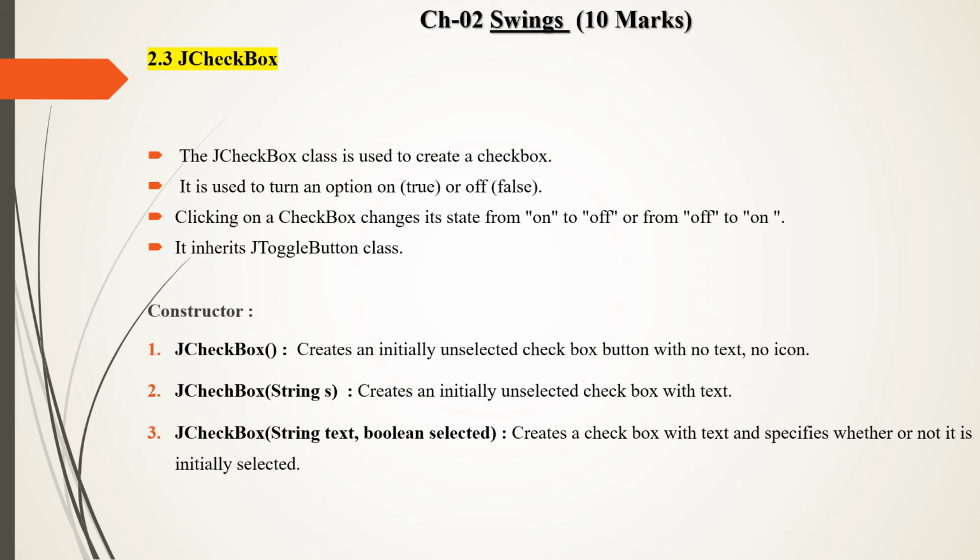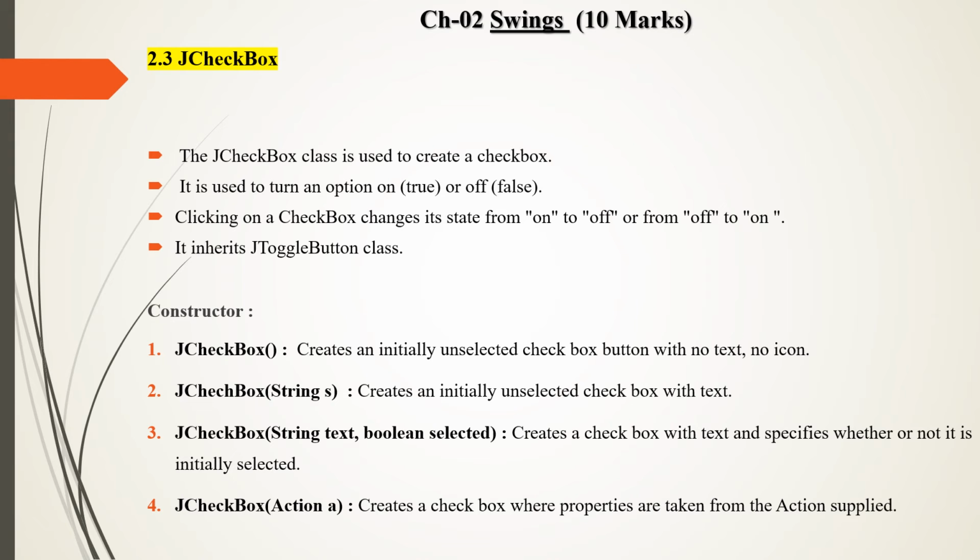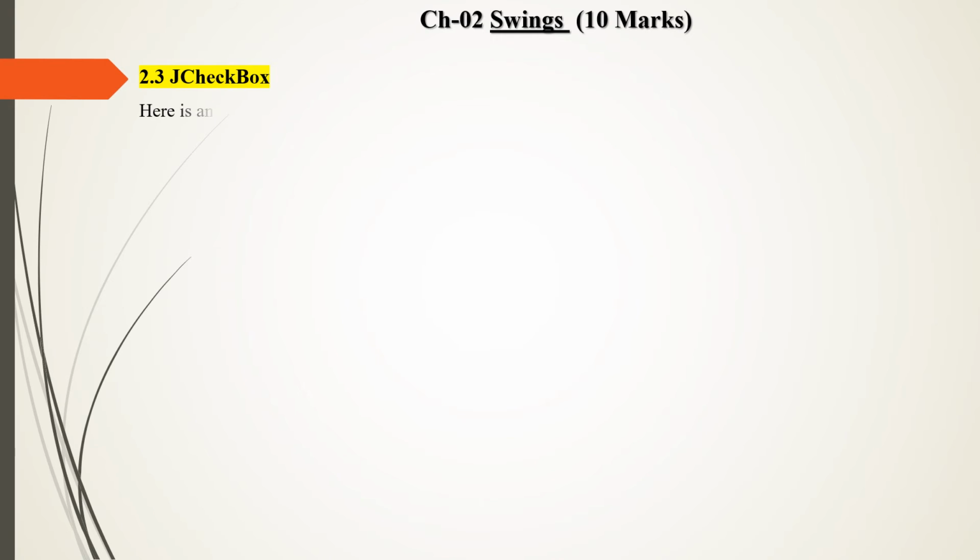So for the second parameter, if you pass the true value, it is initially selected, and if you pass the false value, it is an initially unselected checkbox. Then the last constructor of JCheckBox has one parameter, Action object, which creates a checkbox where properties are taken from the specified action. So this is about JCheckBox.